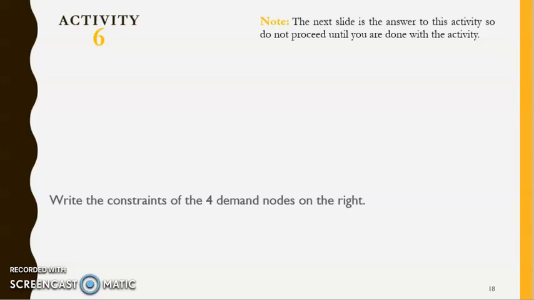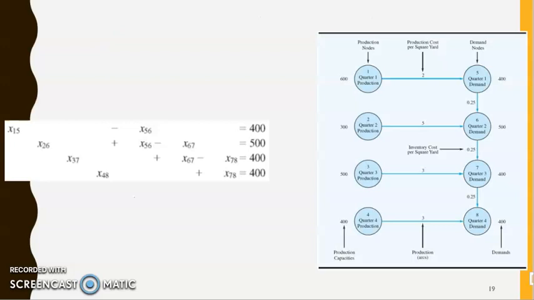Okay, let's check the answer. I hope you have the right answer with you. Okay, so here are the constraints that you can see for demand points that we have. On one hand, because they are demand points, on the right hand side we have all of them with equal sign and the demand amount. For example, for node 5 on the right we have 400 because it is a demand point. For all of the demand points we have had this before.